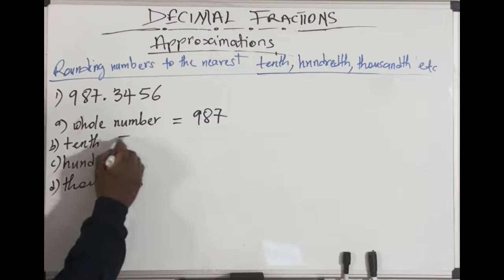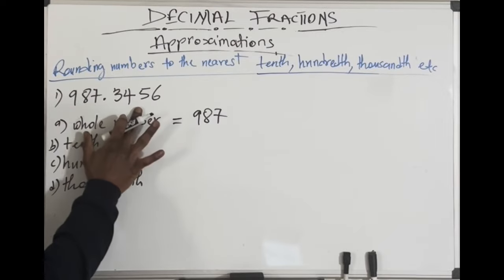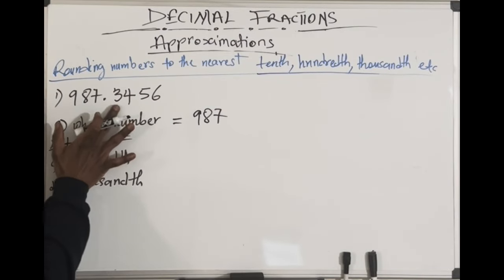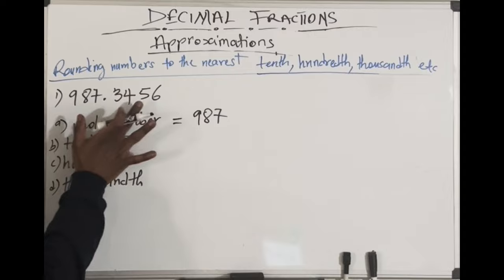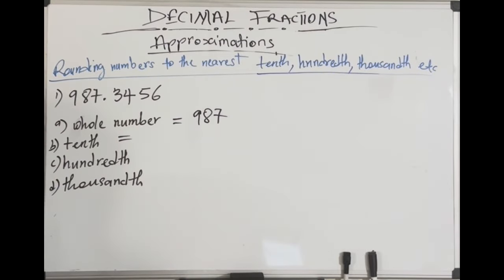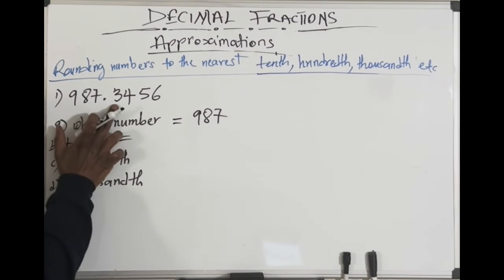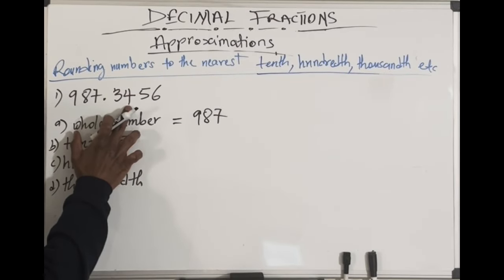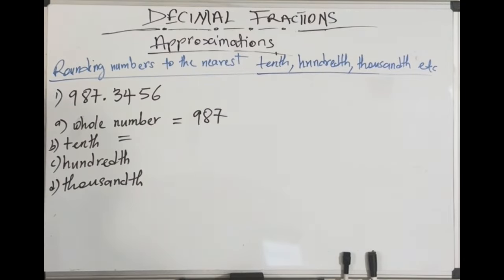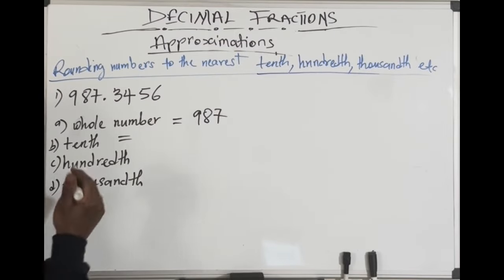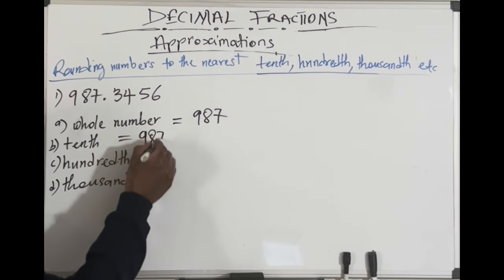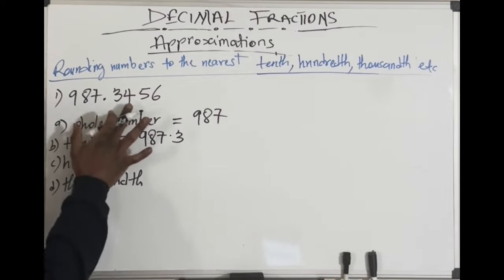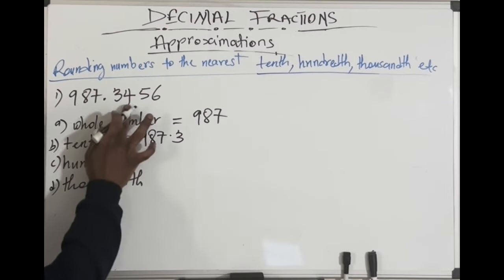Tenth. After the point, we have tenth, hundredth, thousandth, and it goes on. So this will be the first tenth. And then we look at the next number, which is 4. It's not exactly 5 or more than 5, so we just ignore it. So we write 987 point 3. That will be it. Then hundredth, that will be the 4.